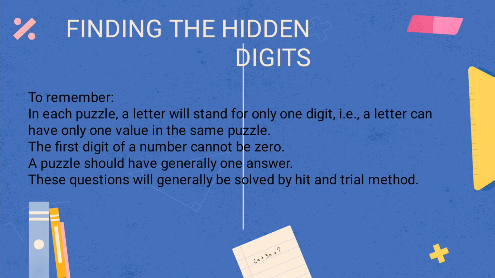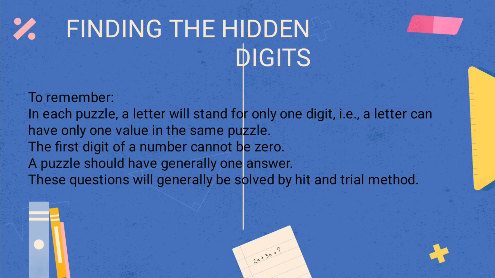The first one is, in each puzzle, a letter will stand for only one digit. That is, a letter can have only one value in the same puzzle. Suppose we are given an alphabet, say P. So P will have only one value, right? It can't have more than one value in that particular question, right? That is our first rule.